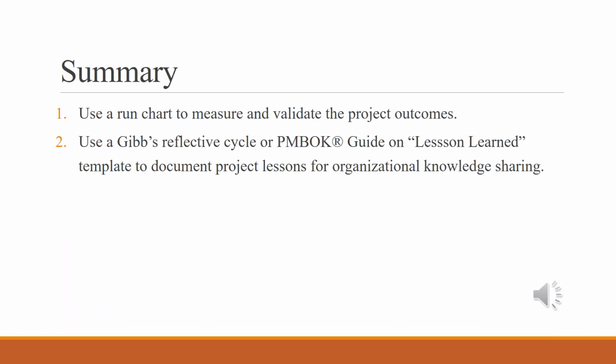Okay, we have come to the end of this lesson. So in summary, you have learned how to use a run chart to measure and validate the project outcomes. And the second thing you have learned is to use either the Gibbs reflective cycle or the PMBOK model to document lessons learned for organizational learning purposes.